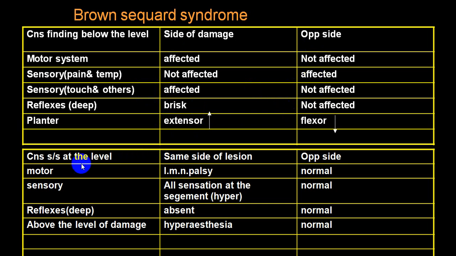While at the level, on the same side, there is lower motor neuron palsy, segmental anesthesia of all sensation and segmental lower motor neuron damage, while on the opposite side, everything will be normal. So this will be very peculiar, and a little above the level of damage, you might have hyperesthesia because of irritation of those fibers.